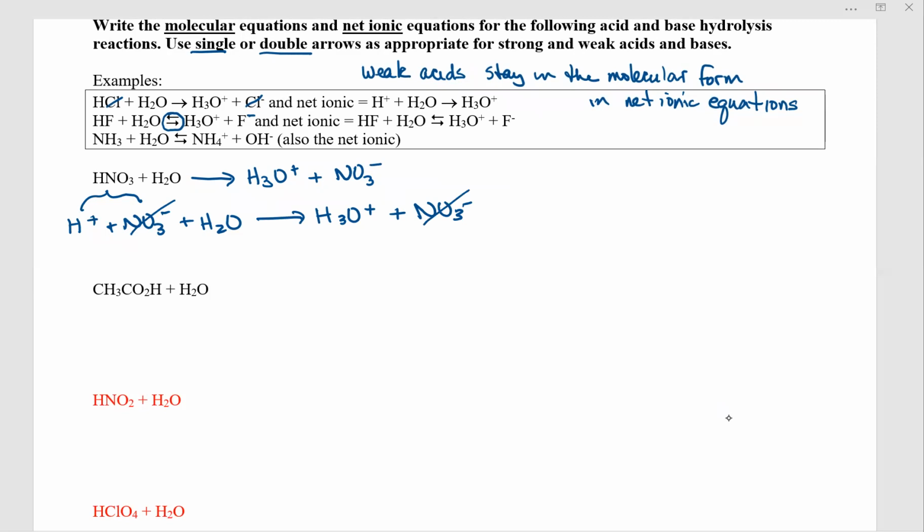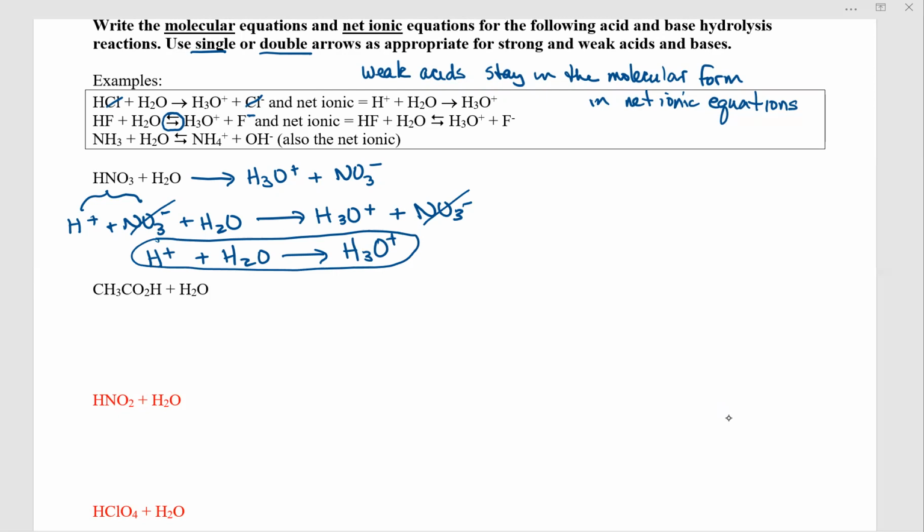In this way, we can see that the nitrate ions will be omitted. They are spectators. So our net ionic equation is H+ plus H2O is going to form the hydronium ion. And I'm going to go ahead and try to put a tidy circle around that so you can see that that's the net ionic equation.